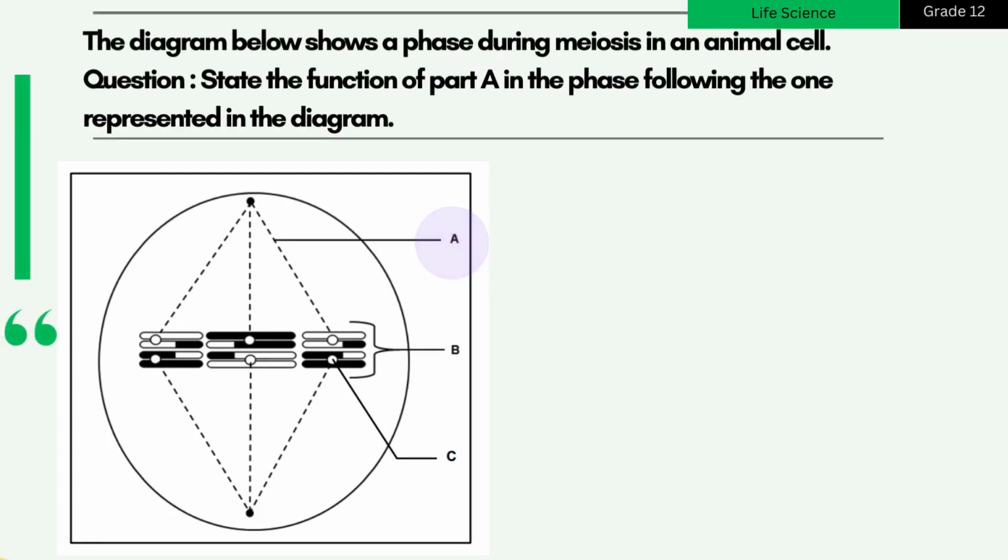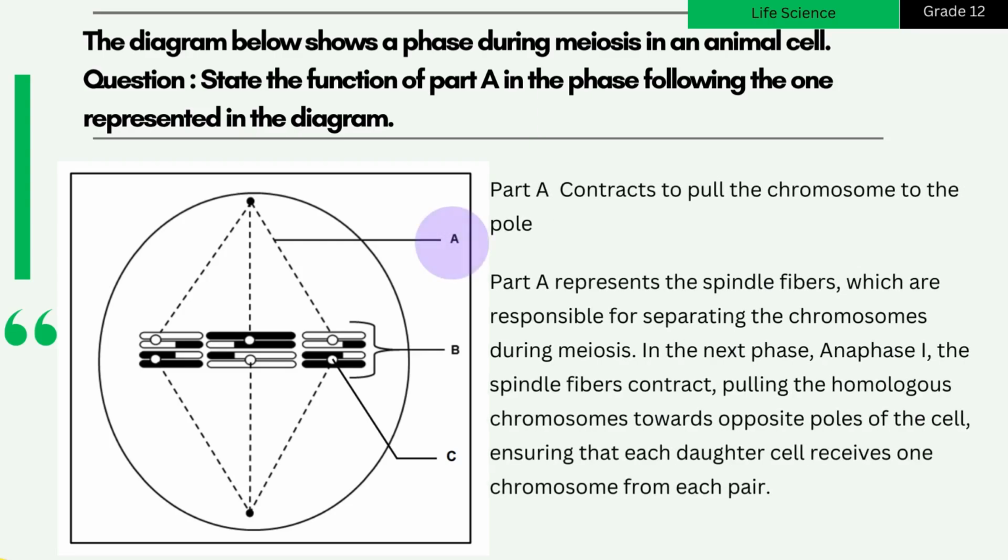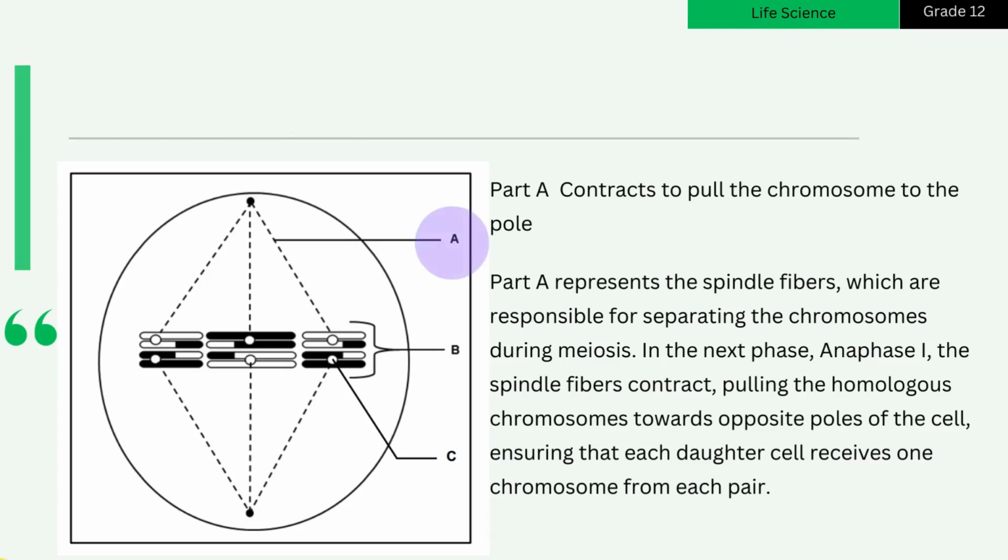Question. State the function of Part A in the phase following the one represented in the diagram. Part A represents the spindle fibers, which are responsible for separating the chromosomes during meiosis. In the next phase, anaphase I, the spindle fibers contract, pulling the homologous chromosomes towards opposite poles of the cell, ensuring that each daughter cell receives one chromosome from each pair.